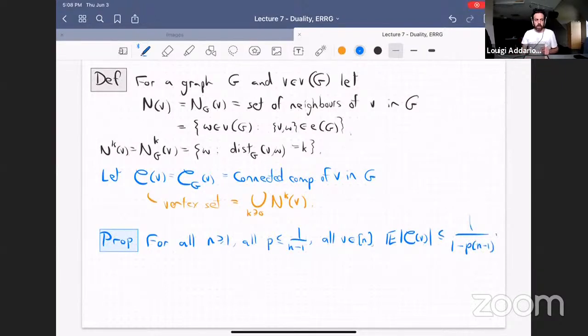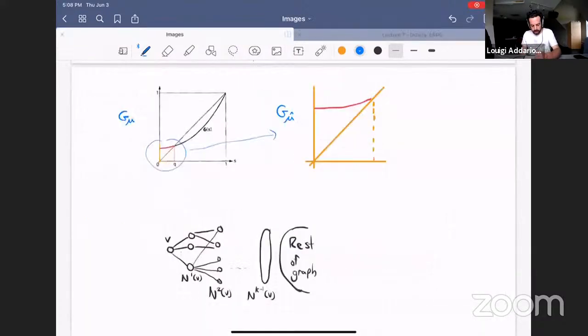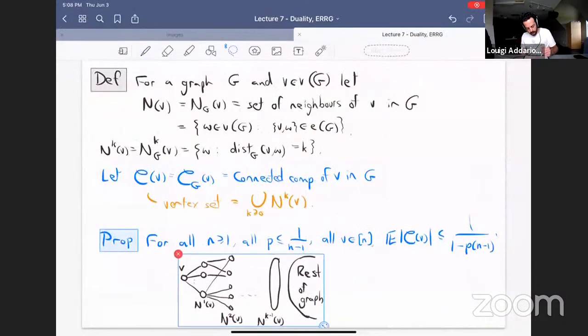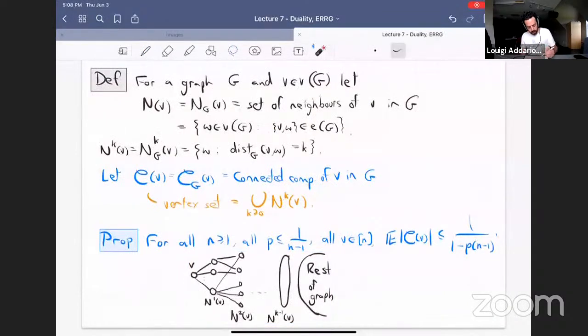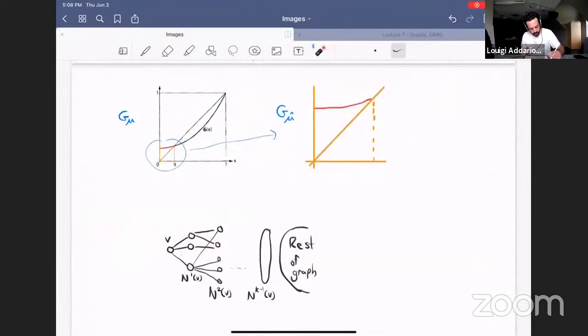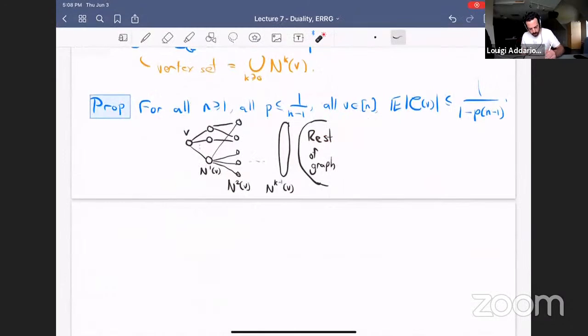Okay. And the way we'll prove this is by thinking about exploring the graph in stages. One layer at a time, starting from the vertex, exploring its neighborhood, then exploring its second neighborhood, and so on. Okay, so I think that was my last image for today. I can close that. So let's compute.